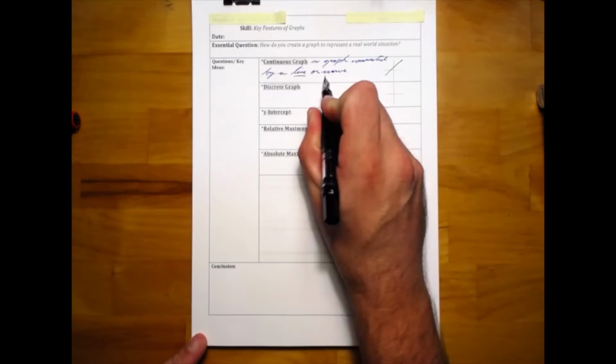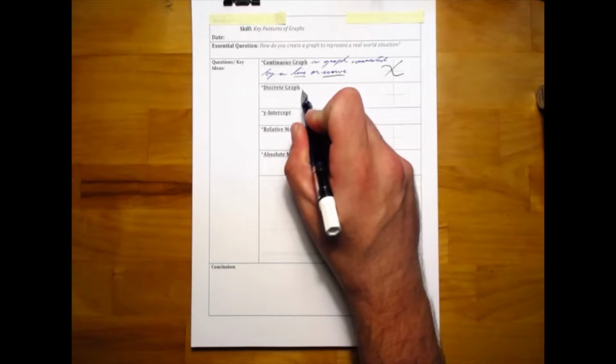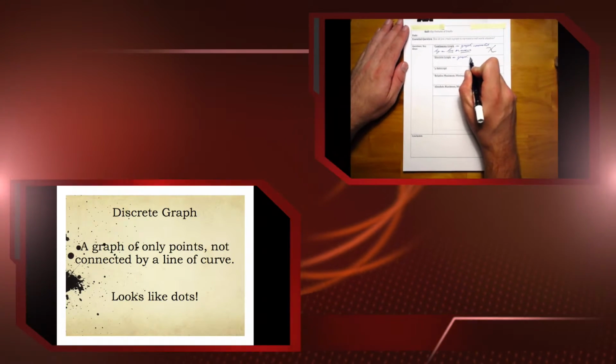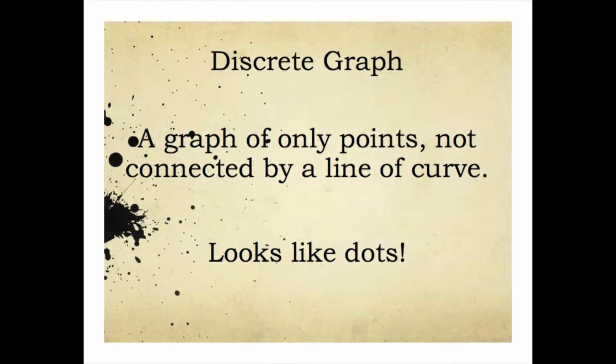We can see this when we put it into our notes, where it can be either the green line or the black curve. A discrete graph is a graph of only points that are not connected by a line or a curve. It essentially looks like just a bunch of dots.